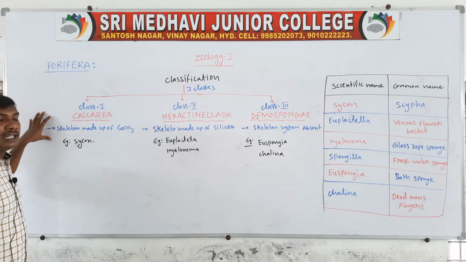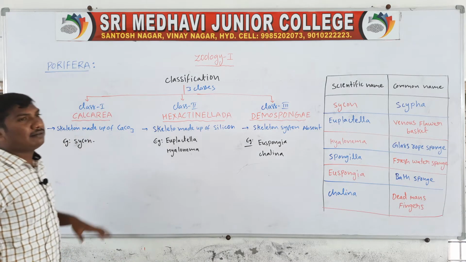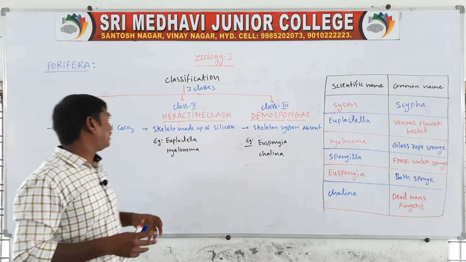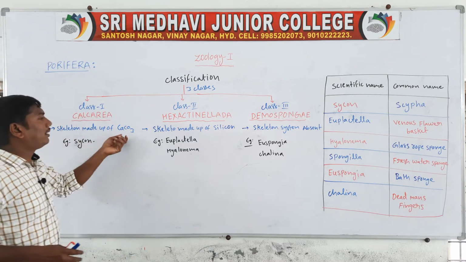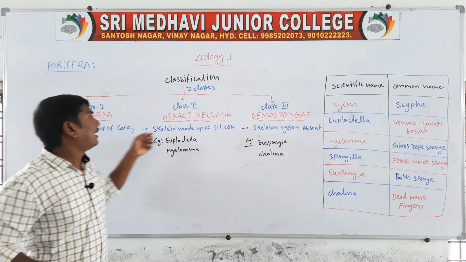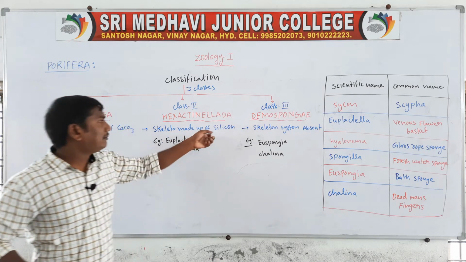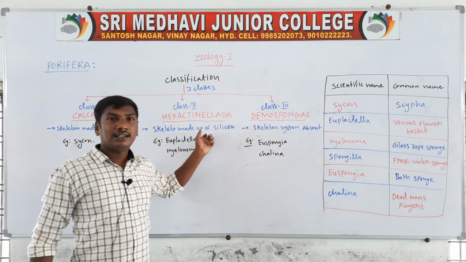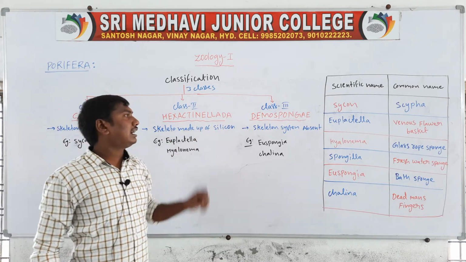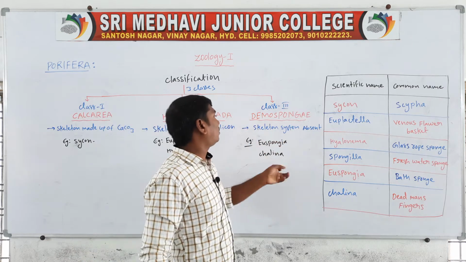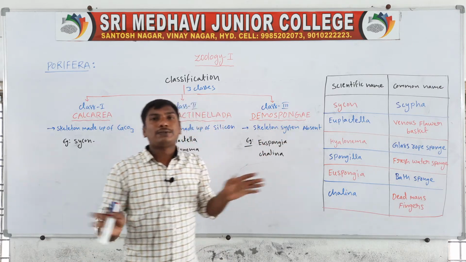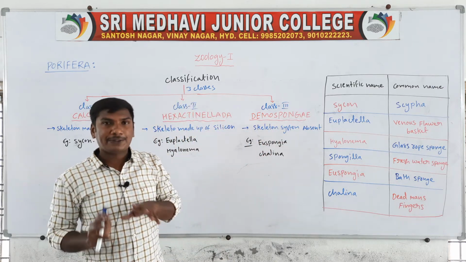First one, Calcarea. The skeleton is made up of calcium carbonate, CaCO3. Next one, Hexactinellida. The skeleton is made up of silica. Demospongiae. The skeletal system may be absent.